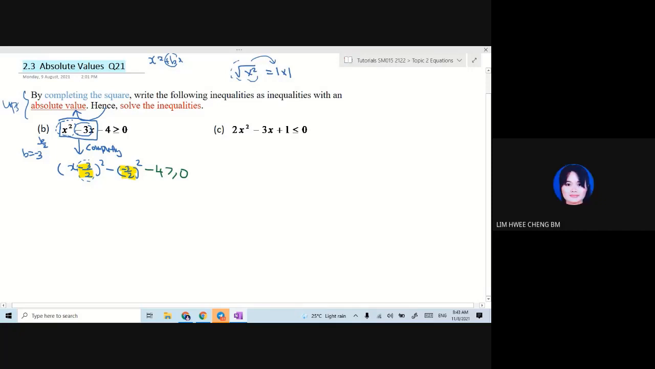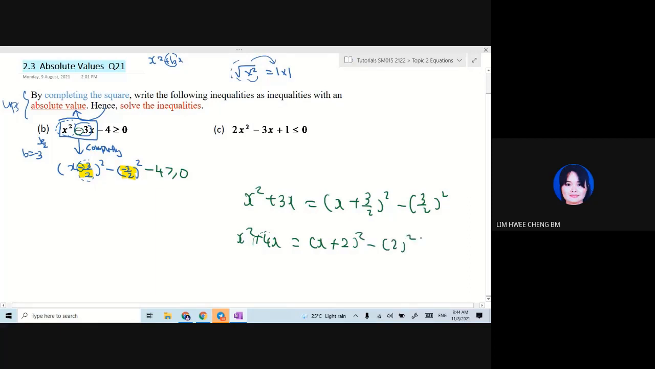Depan. Sebab dia soalan dia negatif. Kalau dia negatif, you kena negatif. You follow je. Kalau you positif, dia positif. Dia macam ni. Kalau you x square plus 3x, you akan buat x plus 3 over 2 square minus 3 over 2 square. Boleh tak? Kalau you x square plus 4x, so you akan buat x plus, sebab dia plus 4 kan, plus 2 square minus 2 square. Okay. Boleh? This is the simplest way.